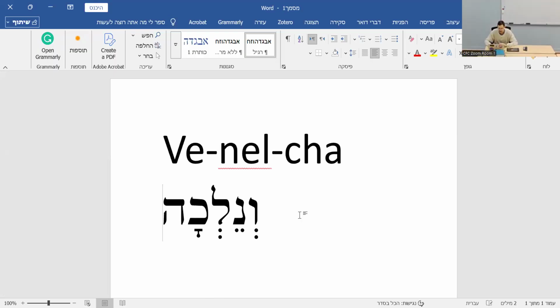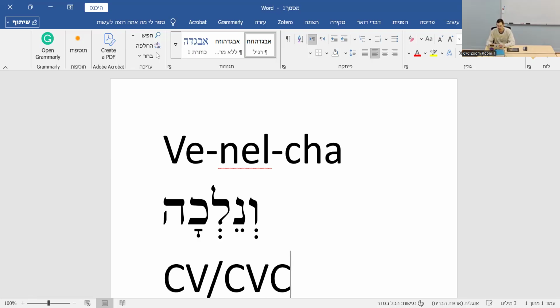Okay, so these are the vowels. The way I want you to start thinking about the word and about how you're going to break it down is in consonants and vowels. Syllables can be either closed or open, and they'll look like this or like this. So consonant-vowel would be open, and consonant-vowel-consonant will be closed.